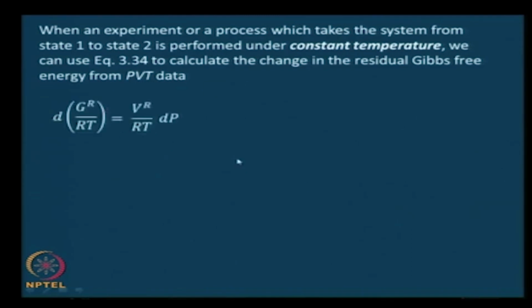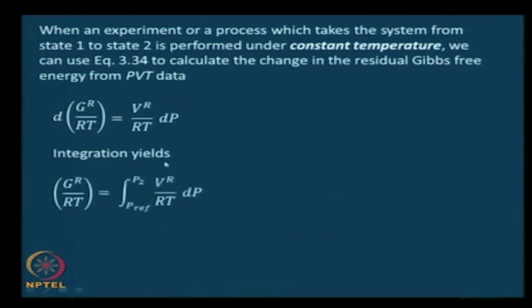dGr by RT equals Vr by RT dP at constant temperature. The other derivative at constant temperature goes away because that goes to 0, rather the dT term goes to 0, and therefore the other term drops out. Under these conditions, integration of this equation, integral of dGr by RT is nothing but Gr by RT, and if we integrate this side, let us say from P reference to a certain pressure P2, Vr by RT dP.